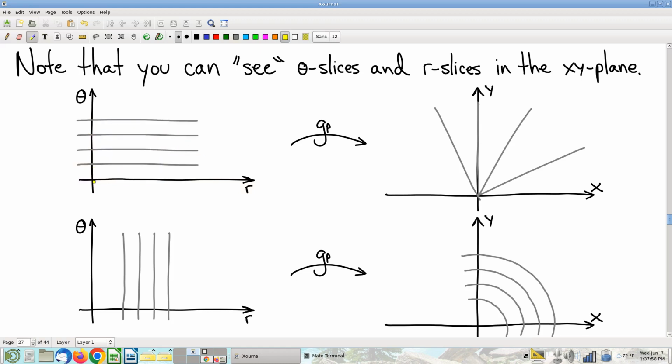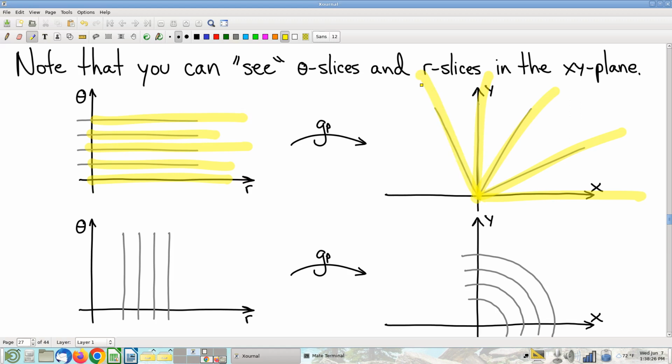Let's take this one here, for example. That says theta equals 0. Cool. This one here says theta equals a slightly larger value. Okay. Here, theta equals another different, slightly larger value. Cool. And just as you keep going, you're getting higher and higher values of theta, which just gives you slightly different rays emanating out of the origin.